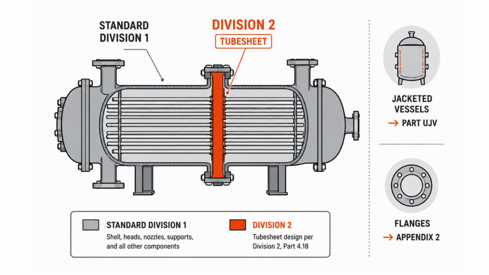But it's not a wholesale handoff. Except for the tube sheet, every other element of the heat exchanger, shells, heads, most nozzles, follow standard Division 1 rules from subsections A and D, the exact material you've built up across 3 seasons. And Table UHX 1.1's cross-reference list shows specific exceptions even within Division 2 territory. Jacketed vessels still route to Division 1's Part UJV, and bolted flanges still route to Mandatory Appendix 2, straight back to Season 2, Episode 4.